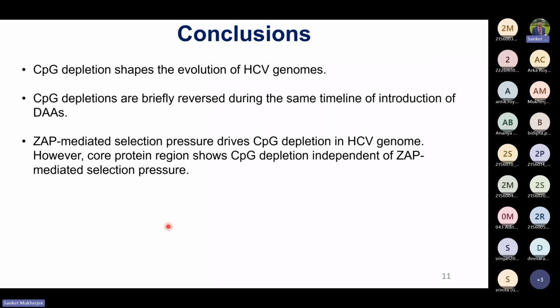So this study is a very short study which tells us about the pattern of viral evolution with respect to CpG depletion. And again, if we introduce some other kind of stress like direct acting antivirals or maybe vaccines, this declining CpG trend is sometimes reversed. And one important message from this entire study was that ZAP-mediated selection pressure drives the CpG depletion in the HCV genome. However, the core protein of HCV is not restricted by ZAP-mediated depletion. So that's what the study is all about.